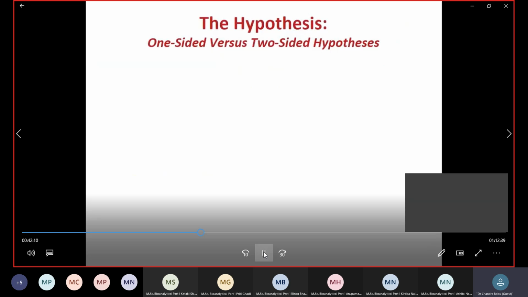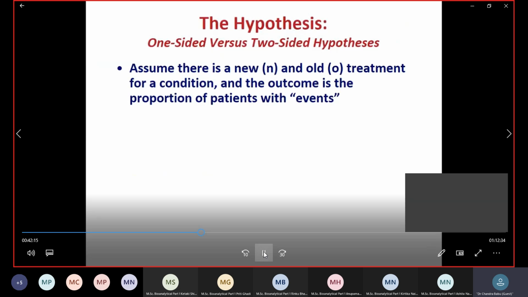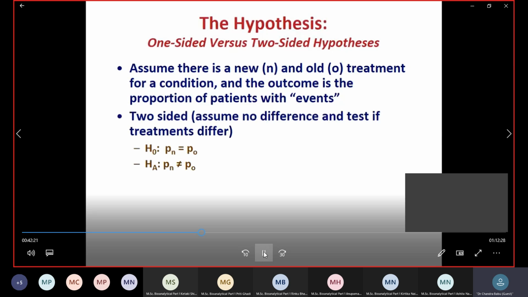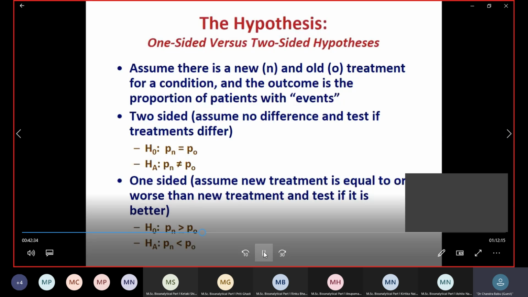One-sided versus two-sided hypothesis. Okay, assume that there's a new and old treatment, and the outcome is the proportion of people with events. Basically, a two-sided hypothesis is I assume that they're the same versus they're different. Different can mean one is bigger than the other, or the other is bigger than the one. A one-sided hypothesis is that the new treatment is equal to or bigger than the other versus it's less than.